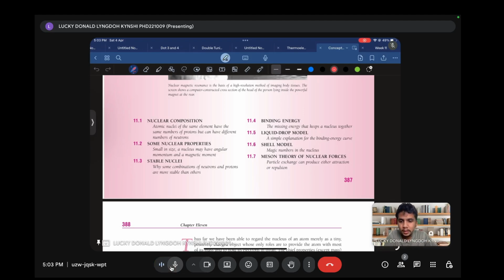So good evening, everyone. In this tutorial, we will mostly be solving problems related to nuclear physics. I can wait for a couple of minutes if anybody wants to join. Okay, then I will start.